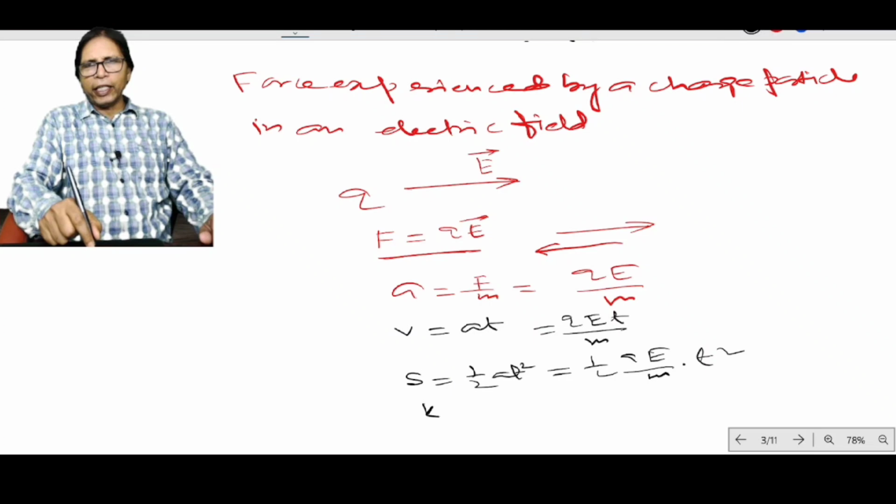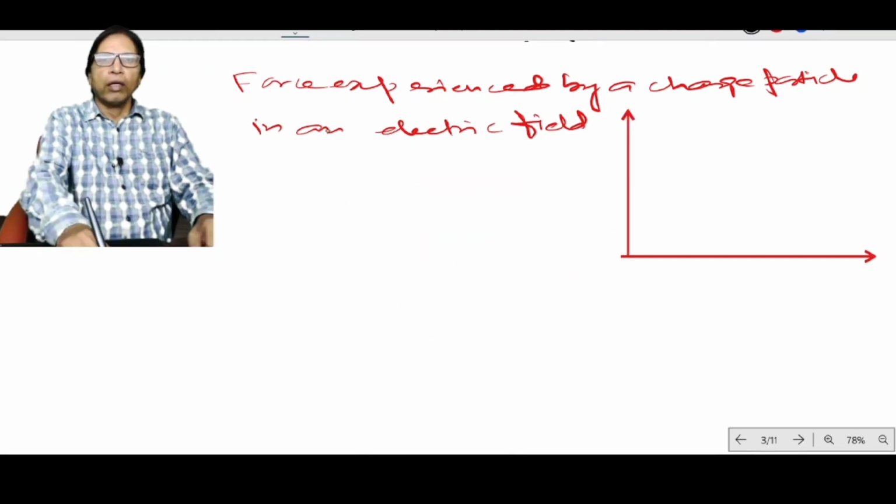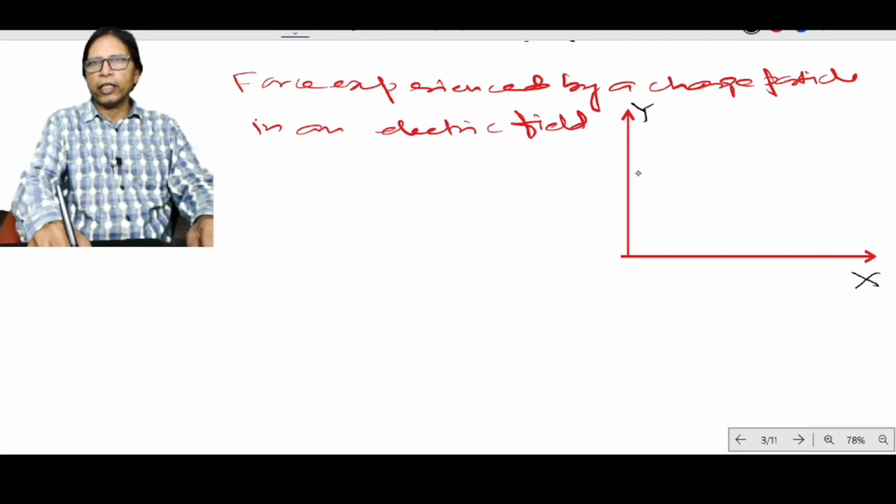So the kinetic energy of the charged particle, KE = ½mv². Substituting, this is ½m times q²E²t²/m². So the kinetic energy K = q²E²t²/2m.